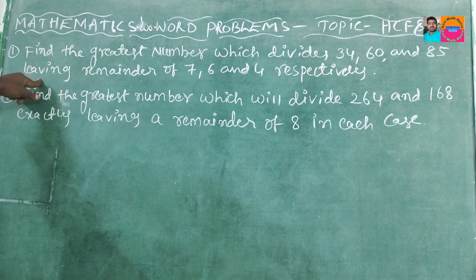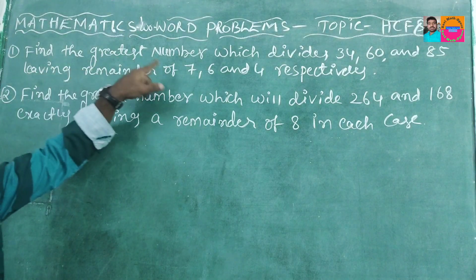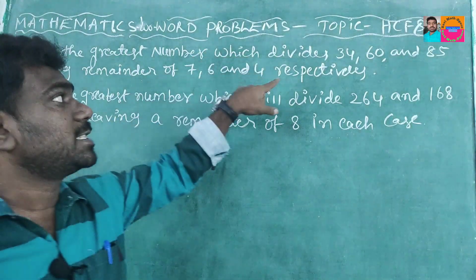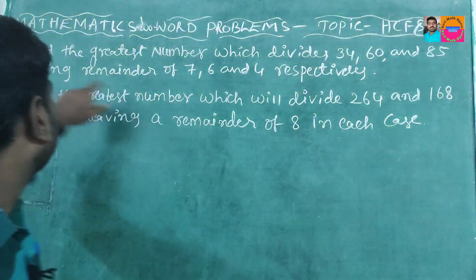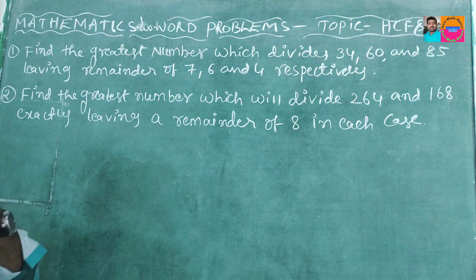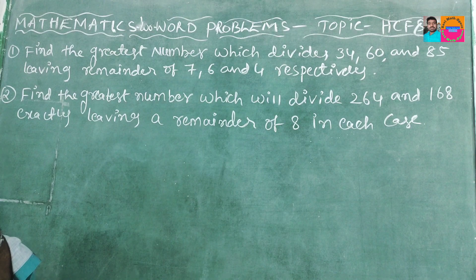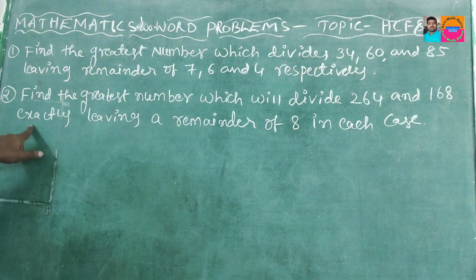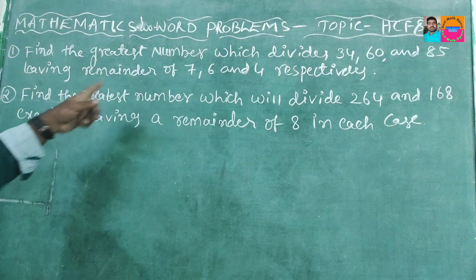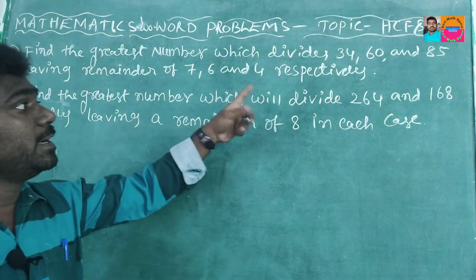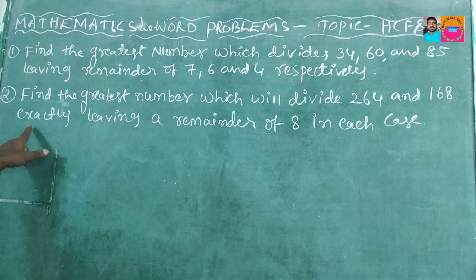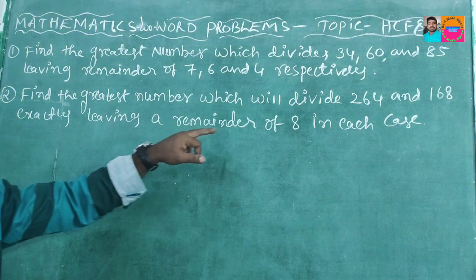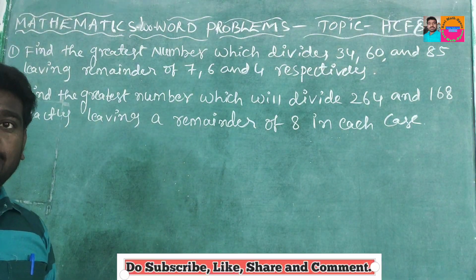See this question. Find the greatest number which divides 34, 60 and 85, leaving remainder of 7, 6 and 4 respectively. One more question: find the greatest number which will divide 264 and 168, exactly leaving a remainder of 8 in each case.